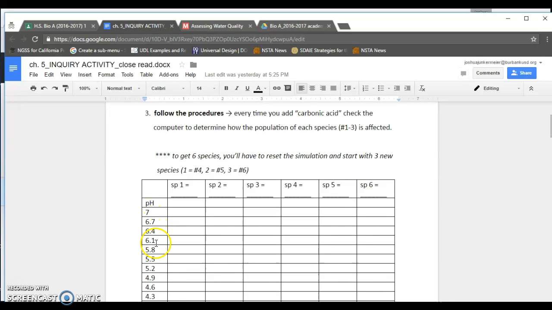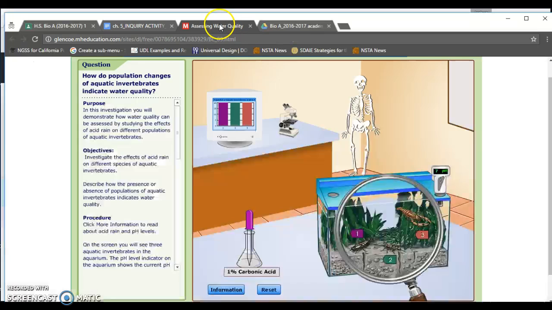The pH slowly goes down. So it's a rating system indicating the amount and effect of this carbonic acid. As you add more drops, the carbonic acid affects pH. You can also see that there are 6 total species you're going to investigate. As it says here, to get 6 species, you'll have to reset the simulation and start with 3 new species after that. The 3 new species, the first one will represent species 4, second 5, and third 6. So let's look at it for a little bit.